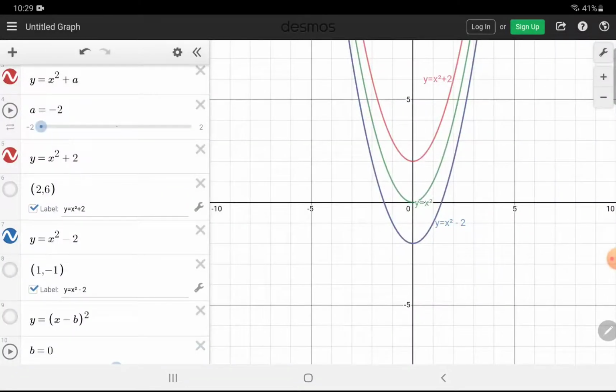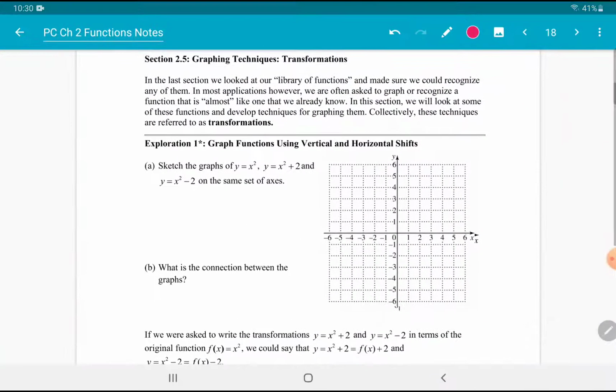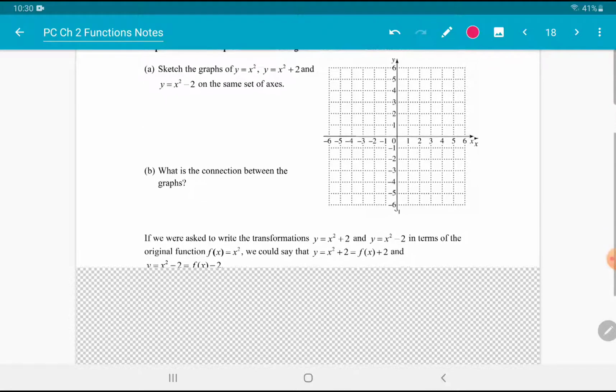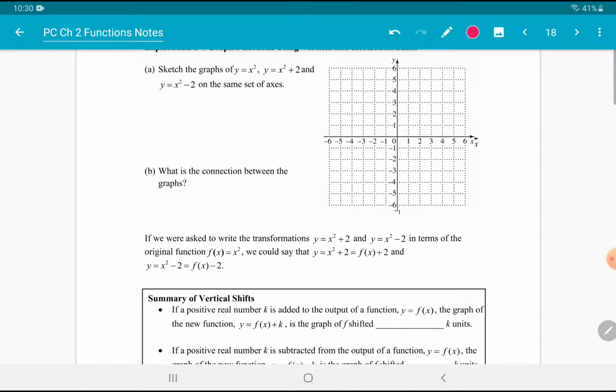All right, now let's take a look at our questions here. So the connection between the graphs is we see that the parent function is shifted vertically by the constant term, by that plus 2, or plus a, whatever you want to call it.